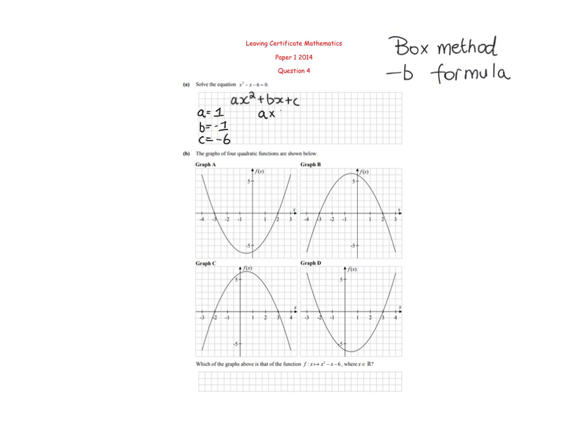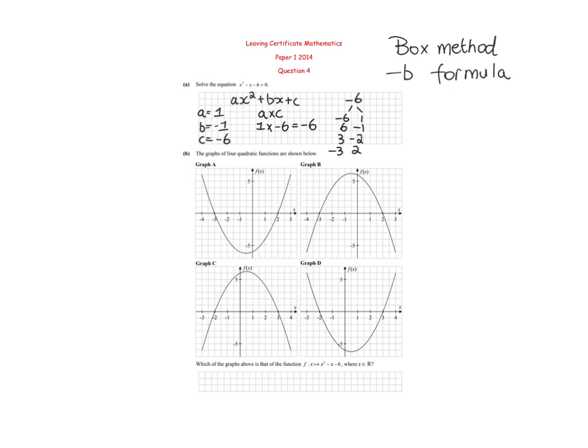Next we have to multiply a by c. So a by c is 1 times minus 6, which is minus 6. And then we have to start listing the factors of minus 6. So we have minus 6 by 1, or 6 by minus 1. We could have 3 by minus 2, or minus 3 by 2. Then we need to pick the one that when you add it together, it's going to give you minus 1.